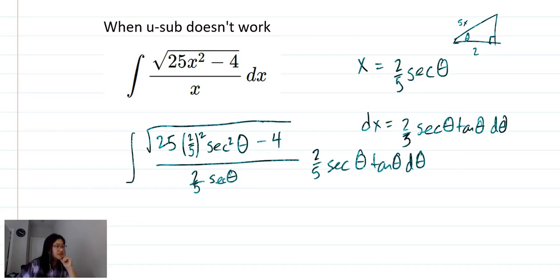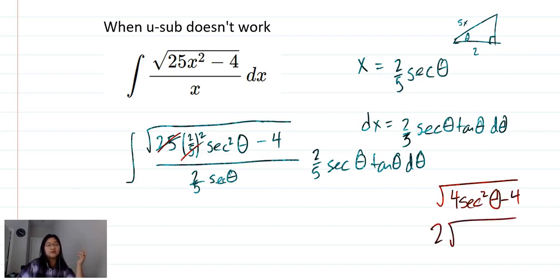Is that particularly helpful? Well, if we look in here, we get this 25 and the 5. Those can cancel out. Let me do that in red. So we got 25 and 5 with the root. So then inside our radical, we have 4 secant squared theta minus 4. And we can pull out the 4, so we get a 2 root secant squared theta minus 1.